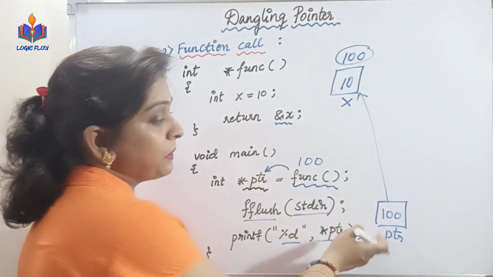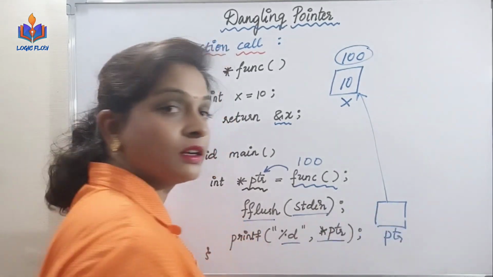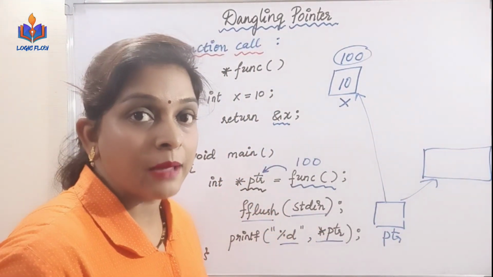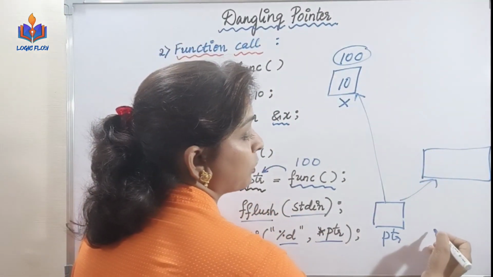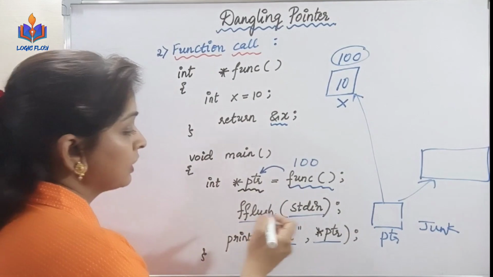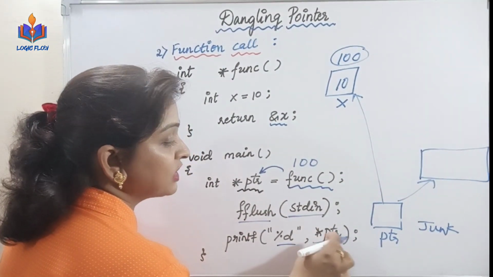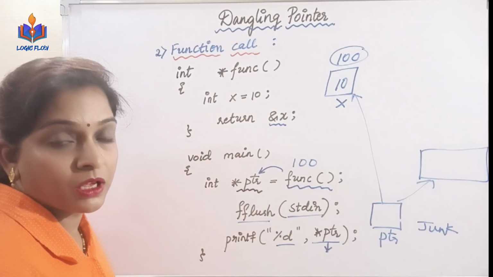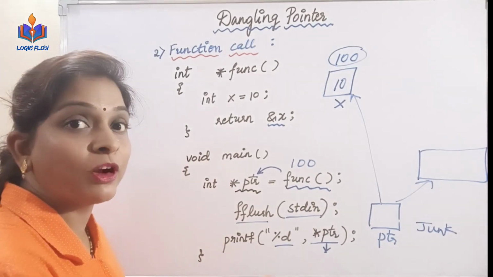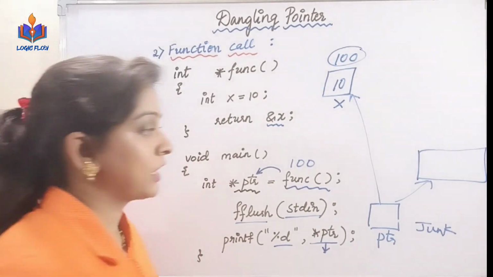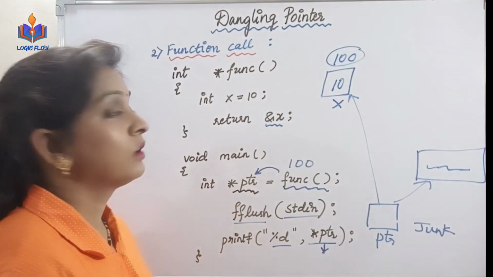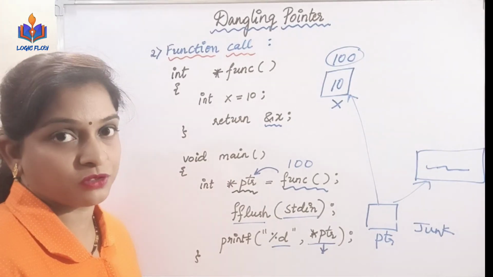Then when I say asterisk PTR, PTR will not be having 100. It may point to some junk address and some junk value I'm going to print. So the output for this program will be some garbage value, some junk value. So in this case, the pointer is acting as a dangling pointer because the memory is flushed and it will be pointing to some junk location, and inside the junk location, obviously you will have some garbage value. This is the second way how the pointer behaves like a dangling pointer.